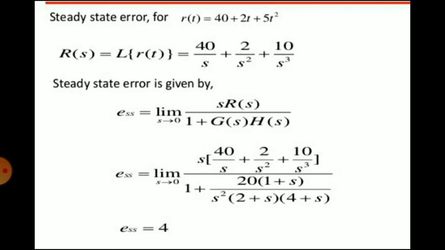Then find out the steady state error for the given input. The input given is r(t) equal to 40 + 2t + 5t square. So take the Laplace of the reference input, that will be R(s) equal to 40 upon s + 2 upon s square + 10 upon s cube. So we know the formula for finding the steady state error: ess equal to limit s tends to 0 of s R(s) upon 1 + G(s)H(s). Put the value of R(s) in the numerator and the value of G(s)H(s) in the denominator. After taking the limit, you will get the value of steady state error ess equal to 4.